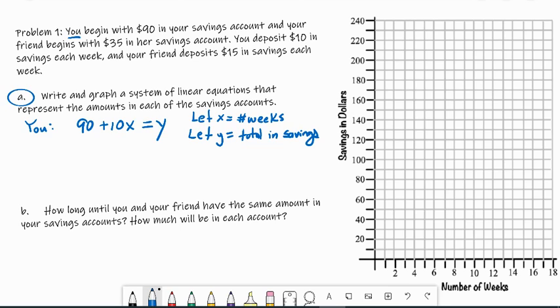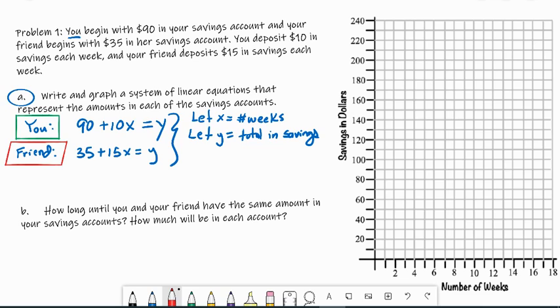And now when we define the equation for your friend, we will use these same variables with the same meaning. So your friend starts with 35, but deposits 15 per week, and Y will give the new total for your friend's account. So there's our system. The next step is to graph it. So we will use green for your graph and red for your friend's graph.